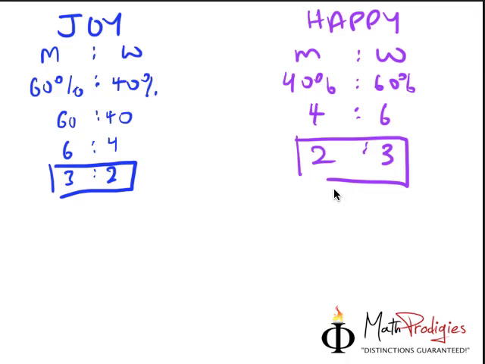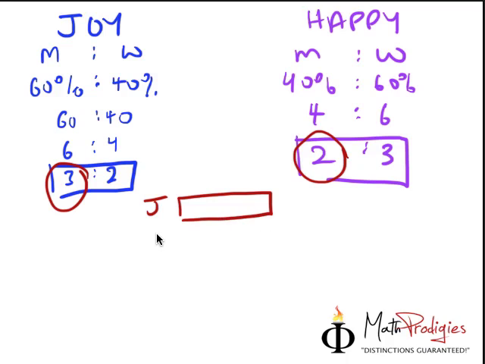Bam. Now, they said that the number of men over here and the number of men over here is actually the same. If they are the same, that means 3 units over here is the same as 2 units over here. So I'm going to draw for you a simple diagram. Okay, and Happy.